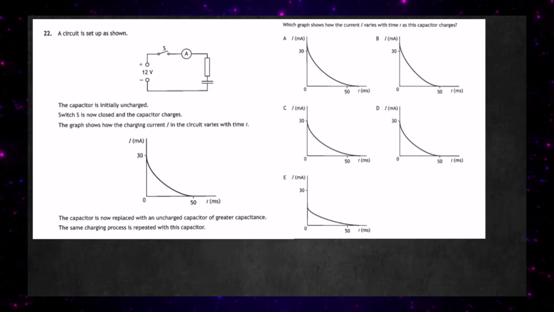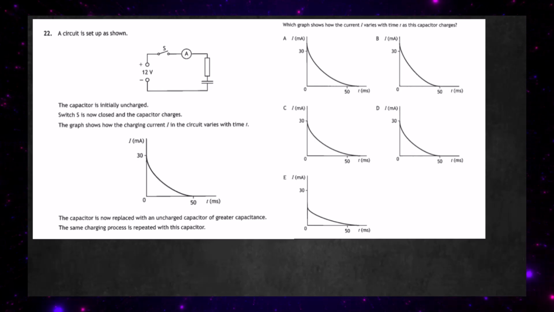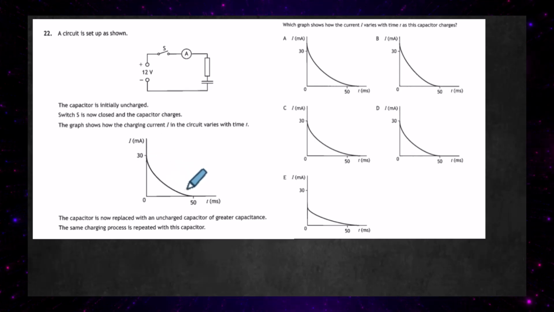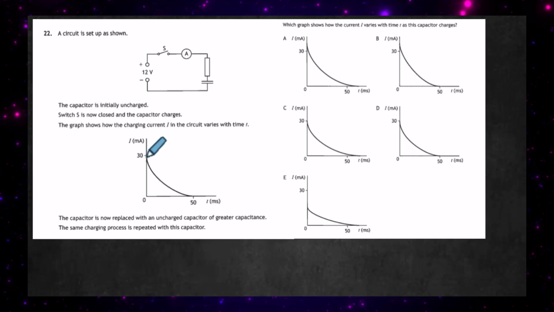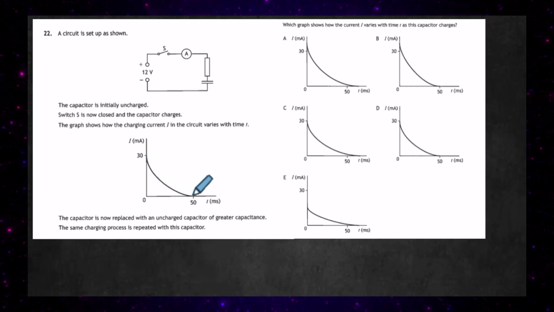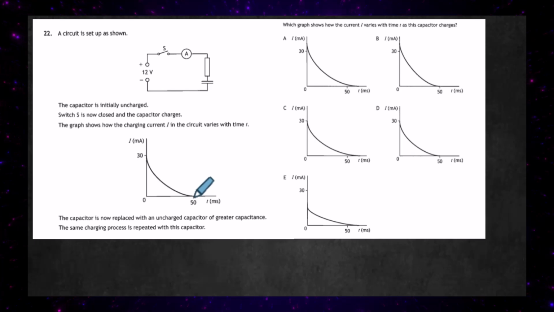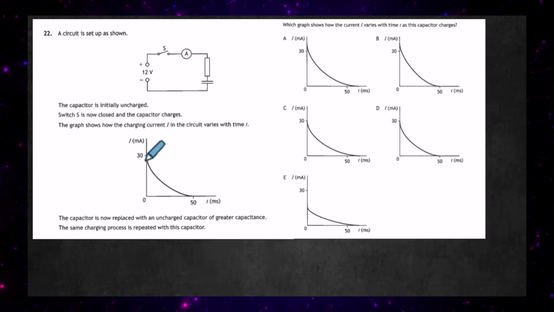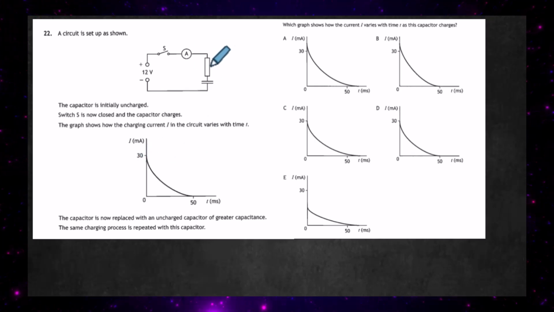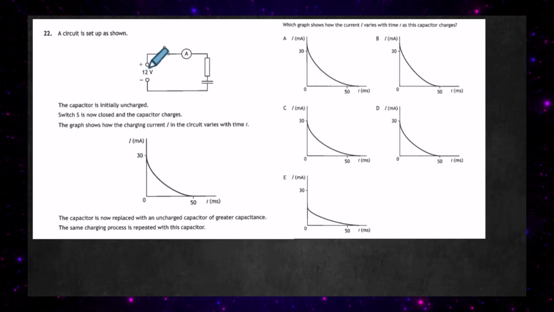The graph shows how the charging current I in a circuit varies with time, and you can see we have the graph there, the famous graph. As you charge the capacitor up, we have initially a high current flowing, and then as the current reduces down to zero, we know the capacitor is fully charged. We know also that the maximum current which will be flowing in a circuit depends just on the value of resistance and the voltage of the supply.